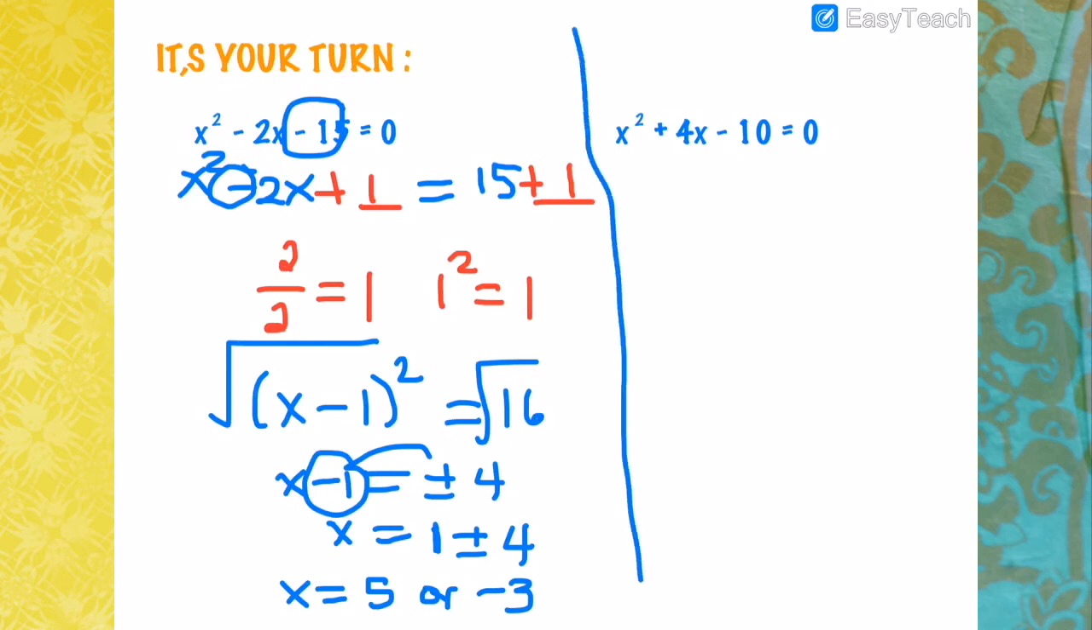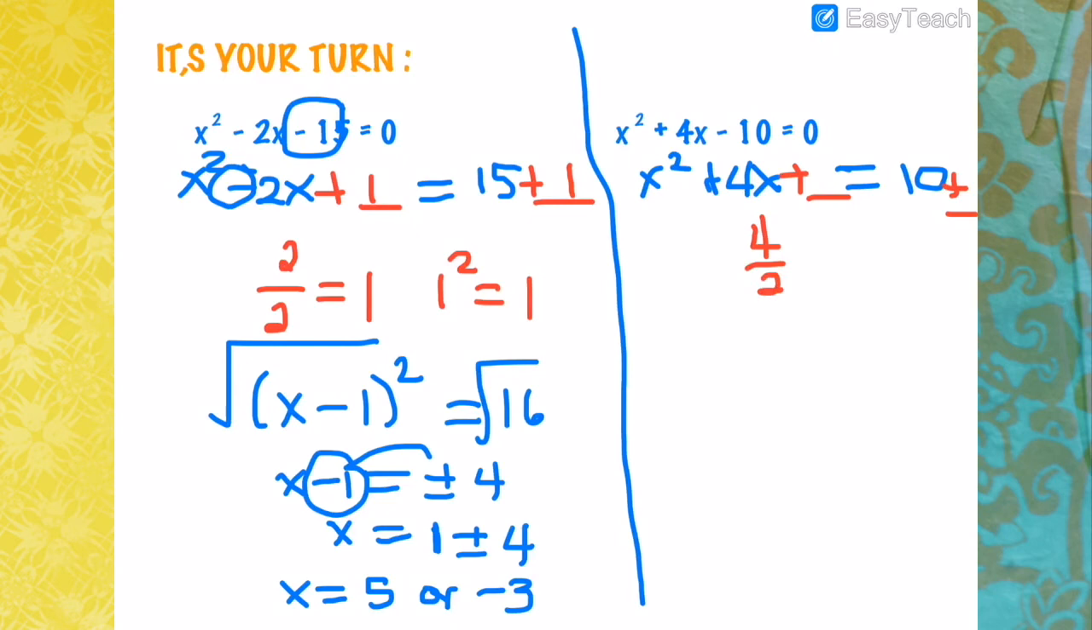The other example. What's the first step? Move the constant to the other side. So we have x squared plus 4x equals 10. And then we add blank on both sides, plus, plus. The next step is to divide the middle term by 2.